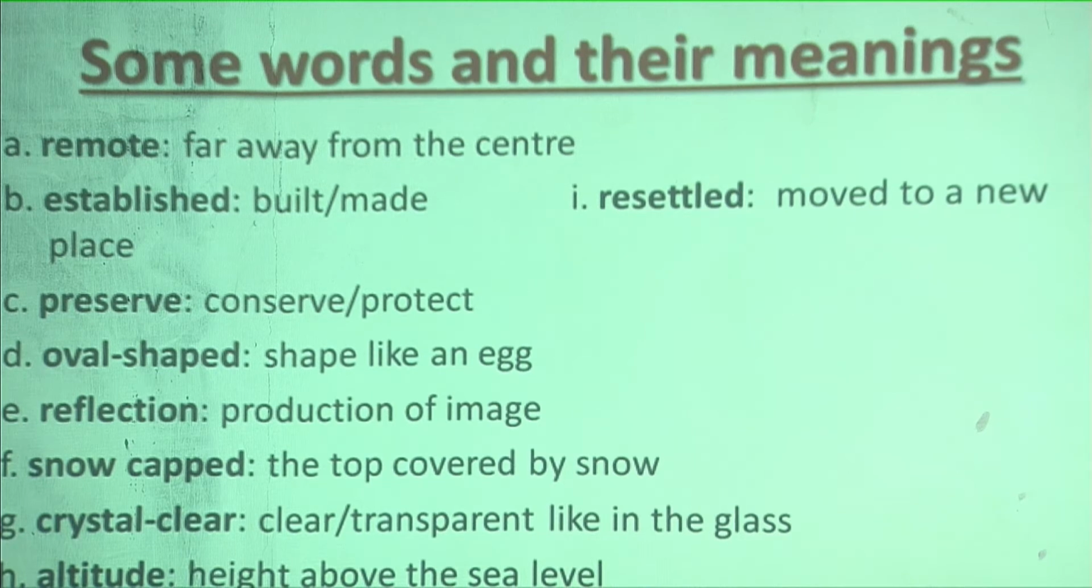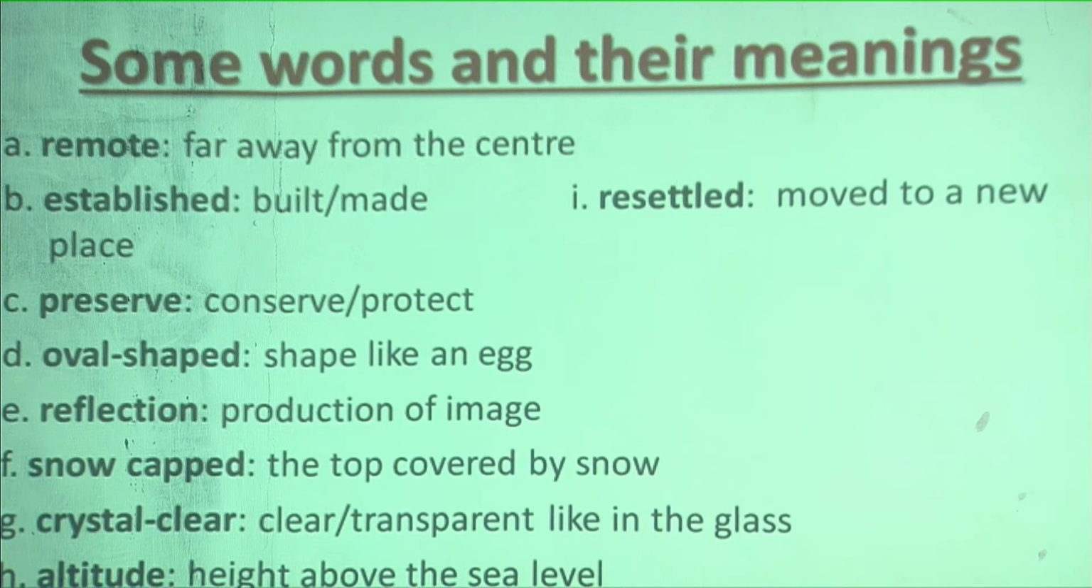Crystal clear. Crystal clear means very clear, okay? What type of clear? The clear and transparent like in the glass. How is clearness seen in the glass? How transparent glasses are. The same clearness can be called crystal clear, right? Okay, altitude. Altitude means simply, we can say, height. Altitude means height. But actually, altitude is the height from the sea level.